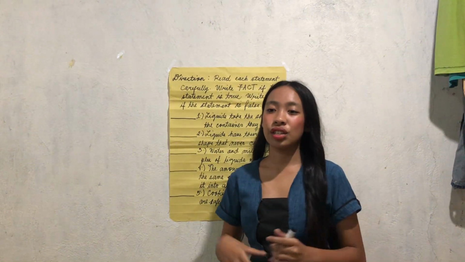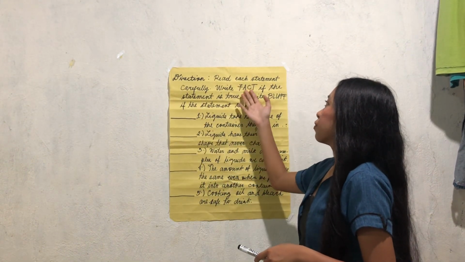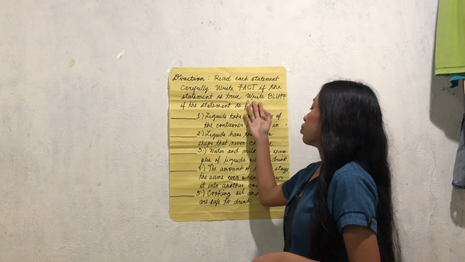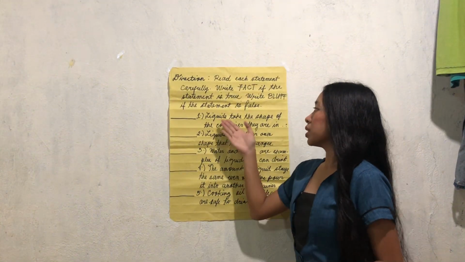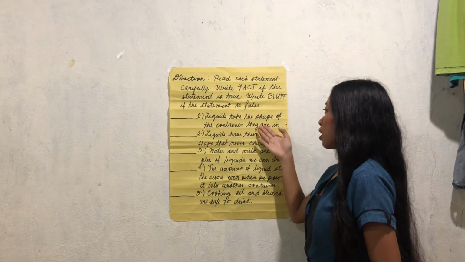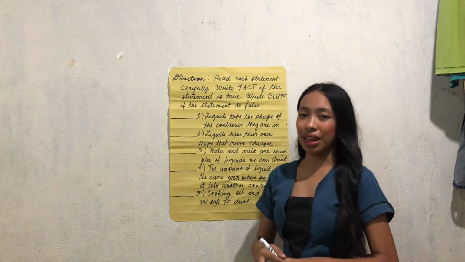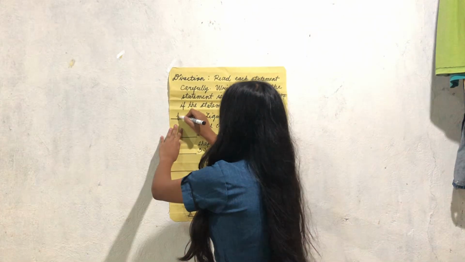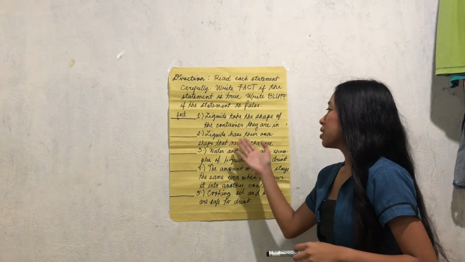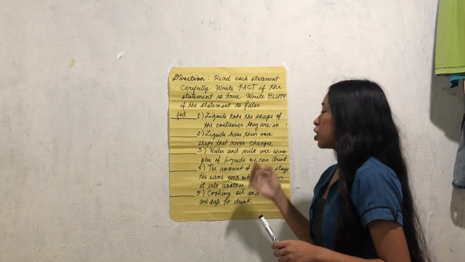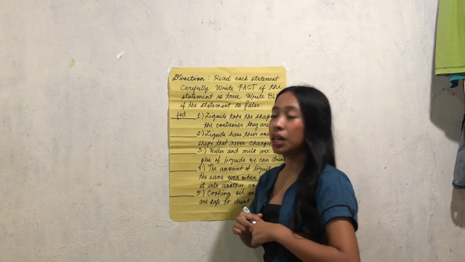And now let's answer this. Direction. Read each statement carefully. Write fact if the statement is true, and write bluff if the statement is false. First, liquids take the shape of the container they are in. Is it a fact or bluff? It is a fact. Okay, very good. Second, liquids have their own shape that never changes. Is it a fact or bluff? A bluff.